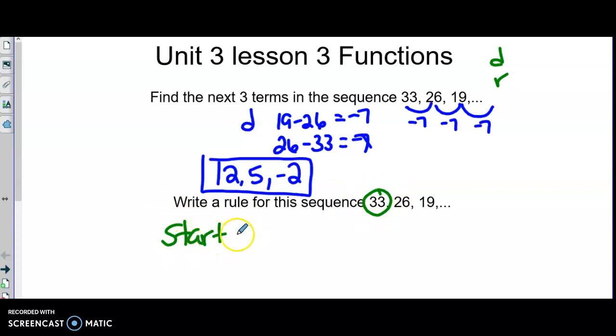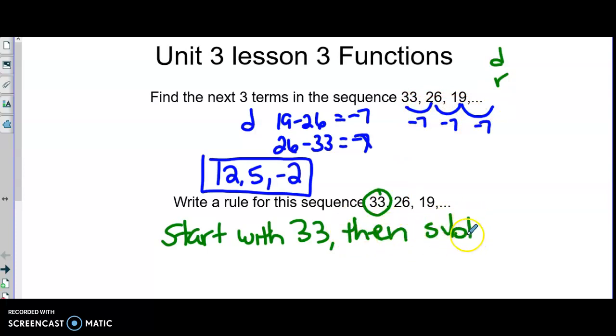Start with 33. And then what we did every time was we subtracted 7. So then we would just say, then subtract 7 each time. Something like that. You just have to know what the starting number is and then what your common difference is. You have to know what to start with and then what to do.